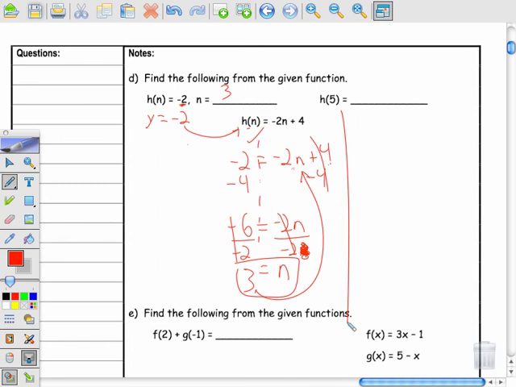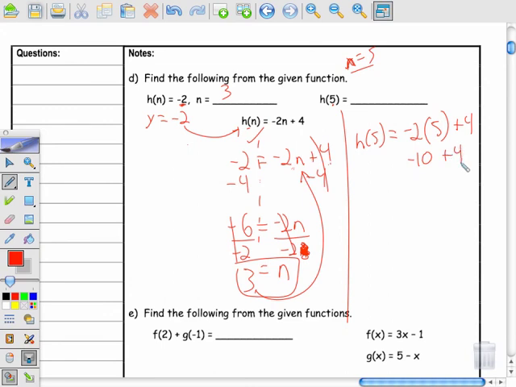Okay, the second part of this. It says h of 5. So right there, x is equal to 5. In this scenario, it's n, so n is equal to 5. So plug it in. I'm going to say h of 5 is equal to -2 times, what is n? n is 5, which is what we just wrote up here. So I'm going to plug it in, and then don't forget your plus 4.